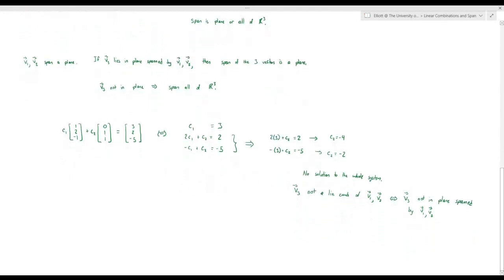And if it's not in the plane spanned by V1 and V2, then that would mean that the three vectors together must be spanning more than just a plane. So therefore, you can conclude they would be spanning all of R3.